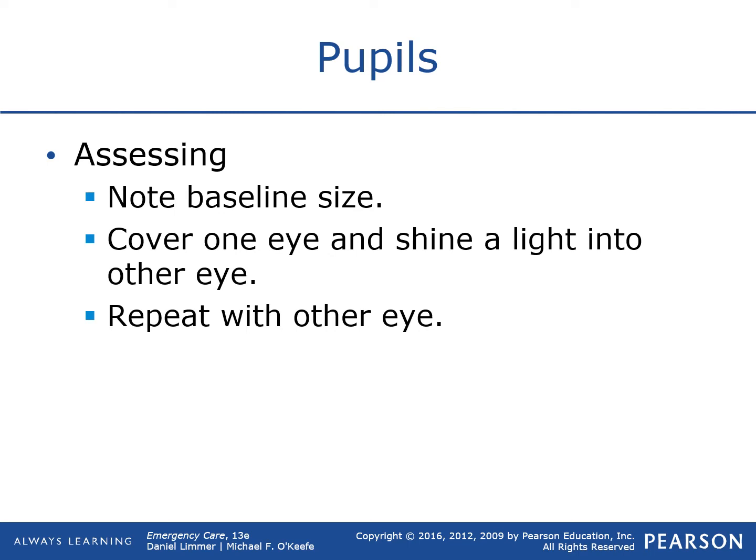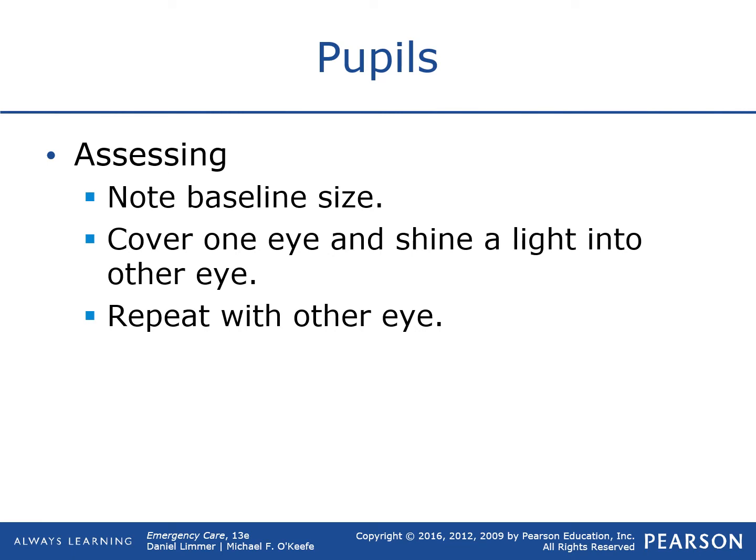So a few things that we look at when we're checking pupils. You want to know what the size of the pupil is before you shine a light into it. That is your baseline size. So relatively around 3 to 4 millimeters is a normal pupil. But just look, is it overly dilated or is it overly constricted before you start shining a light in there? And you should note that. Does it look kind of like most people's pupils should, or does it look really big or really small?